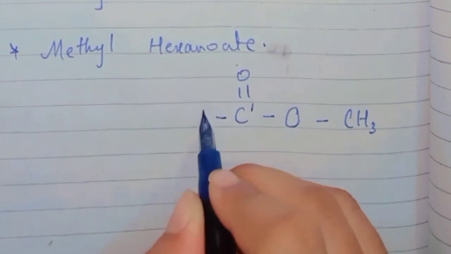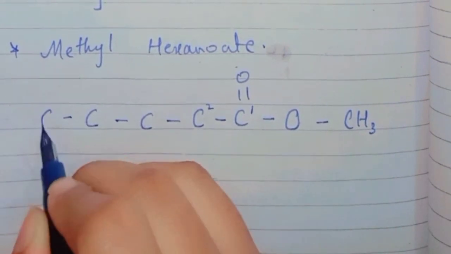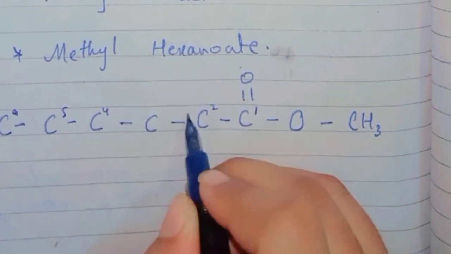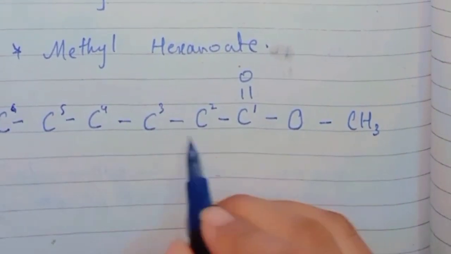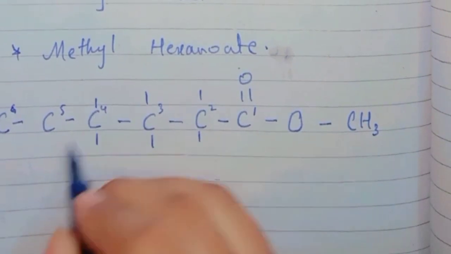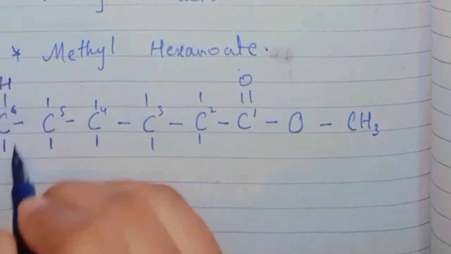The next example is methyl hexanoate. First we draw the methyl group, which is CH3, and the oxygen atom, and then draw the chain of hex, which is a 6 carbon chain, with the terminal carbon having 2 oxygen atoms. One is connected with a double bond and one with a single bond. The remaining valencies of carbon, which is 4, are filled with hydrogen atoms.